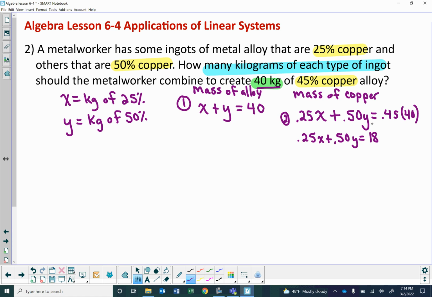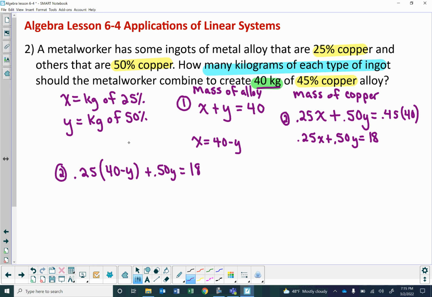I'm going to solve this using substitution because I think it's going to be easier than trying to multiply by decimals and getting some interesting answers. So I'm going to take my first equation and solve it for x. So x is going to equal 40 minus y. So in equation 2, every time I see an x, I'm going to put in 40 minus y. So I have 0.25 times x, which is 40 minus y, plus 0.50y is going to equal 18.